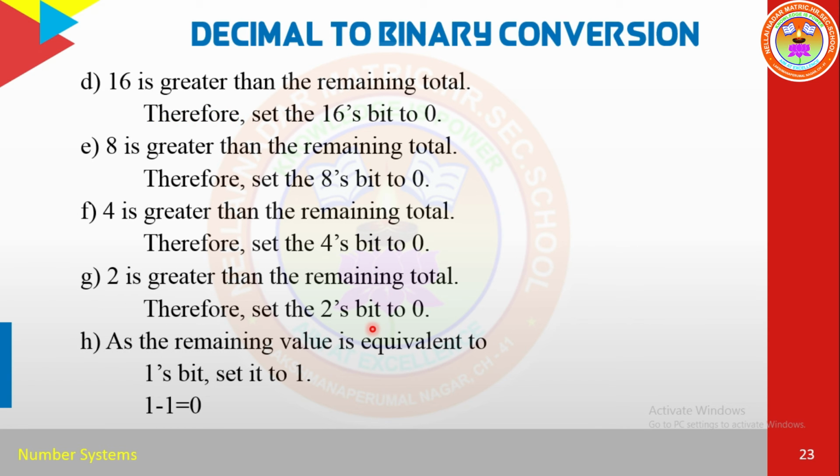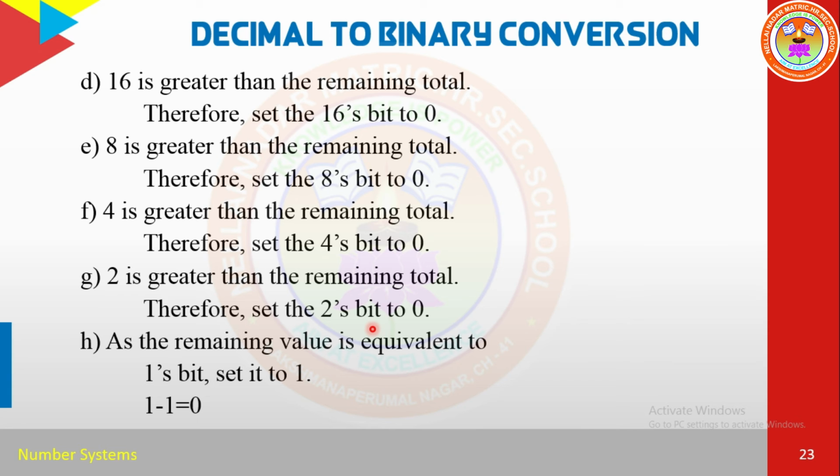The next 16, we check whether it is greater than the remaining total, which is 1. So it is greater than that 1, so it is also 0. The next one is 8. It is also greater than the remaining total 1, so that's why we are setting 0. Then 4 is also greater than the remaining total 1, so it will be 0. Then 2 is greater than the remaining total, therefore the 2's bit will also be 0. Then finally, as the remaining value is equivalent to 1's bit, set it to 1.